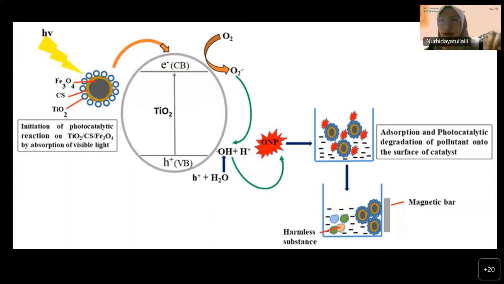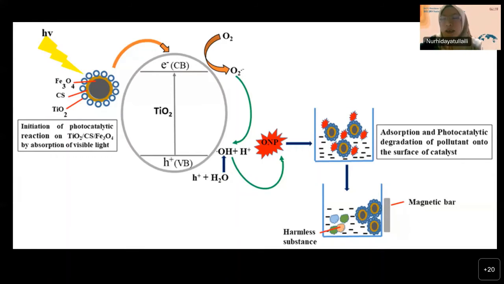by a magnetic bar. And here the chitosan, the third element, is introduced as the linker between the iron oxide and TiO2. Due to the presence of amino and hydroxy functional groups, chitosan can also be the absorption site for more water pollutant to be absorbed in the catalyst system.